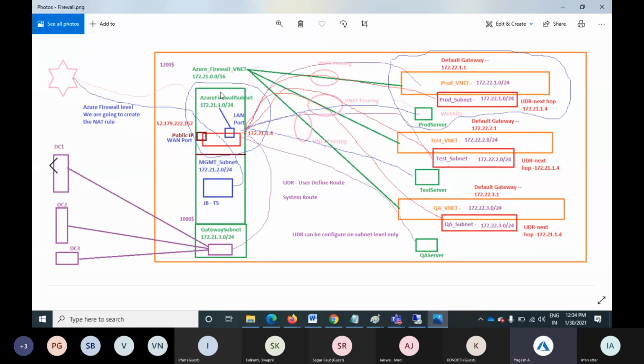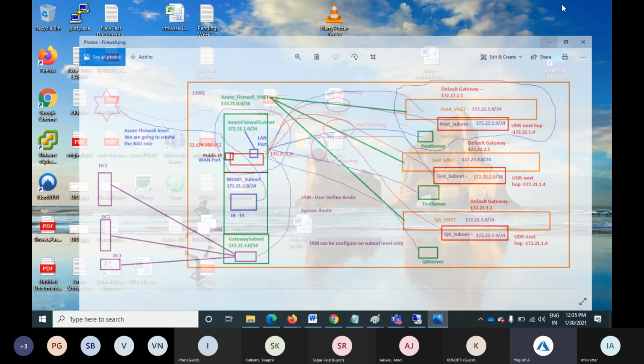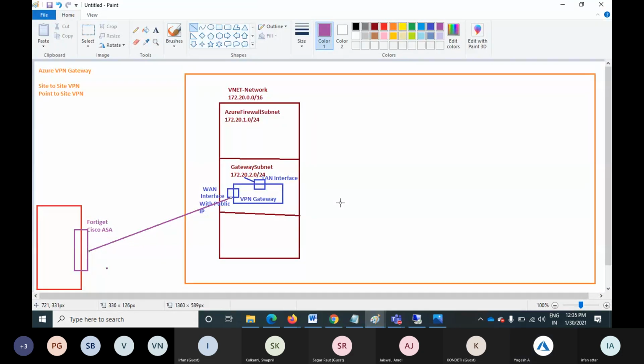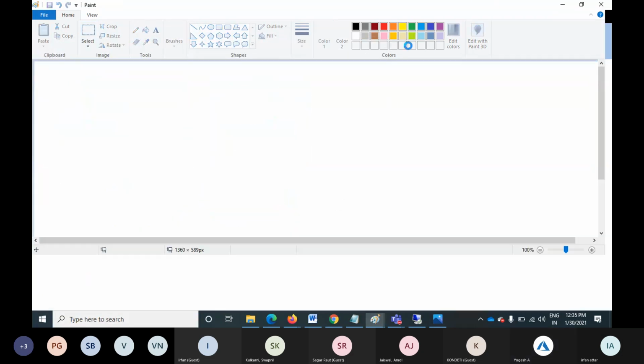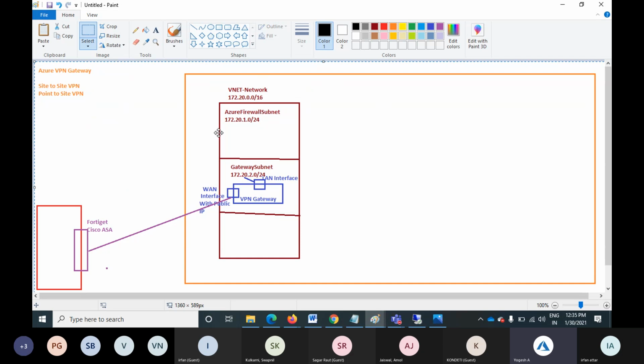Okay, so that particular diagram we discussed last week, right? Last week we discussed how we can design the infrastructure with the Azure firewall. Take the same diagram. Now into the second scenario, I don't want to use a VPN gateway, and I don't want to use the Azure firewall as well. Instead, I want to use a third-party appliance, which is FortiGate or Palo Alto.